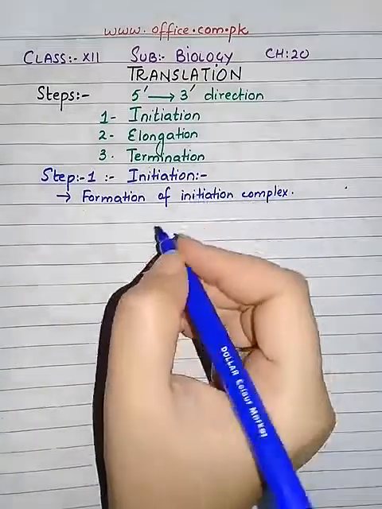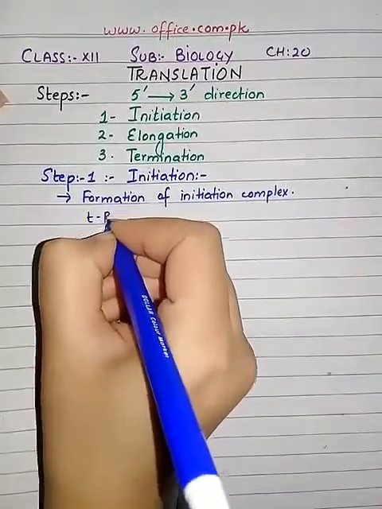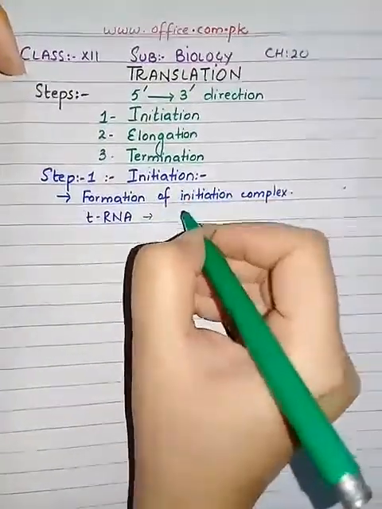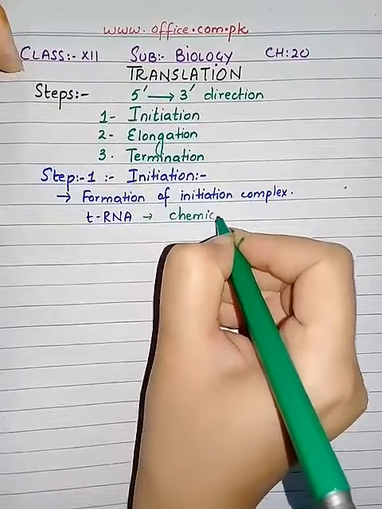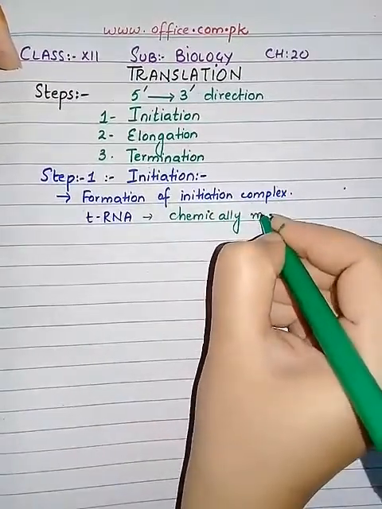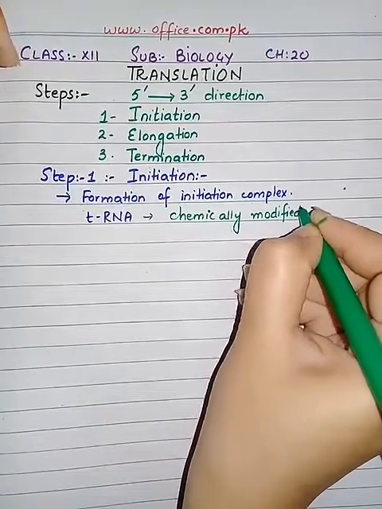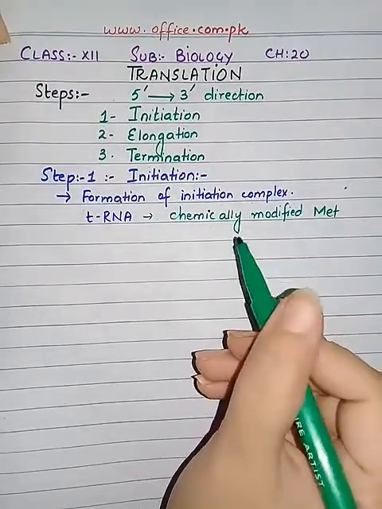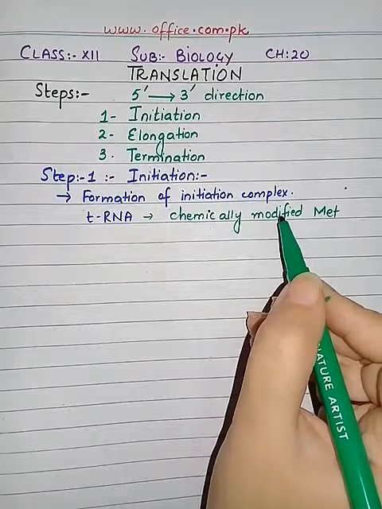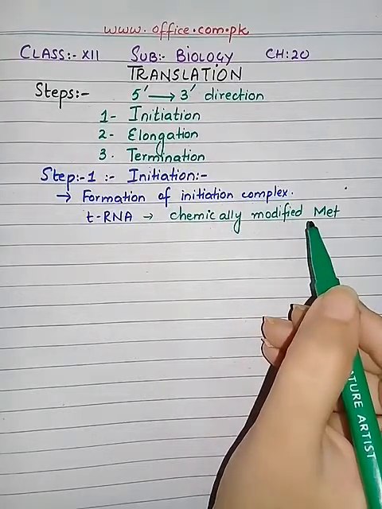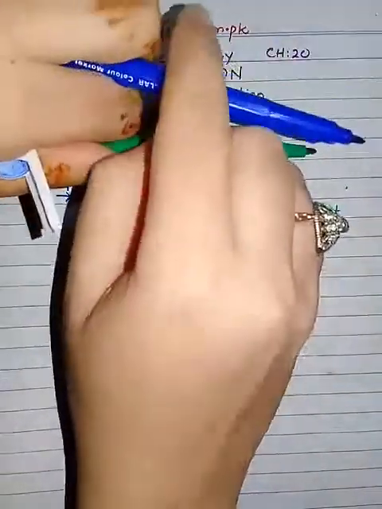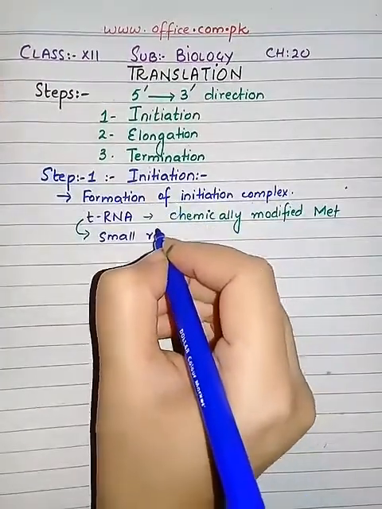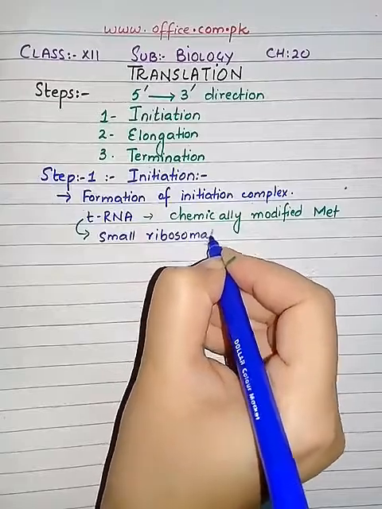First of all, a transfer RNA which has chemically modified methionine. The other name of this methionine is N-formyl methionine. So the transfer RNA with chemically modified methionine or N-formyl methionine, it will bind to the small ribosomal subunit.